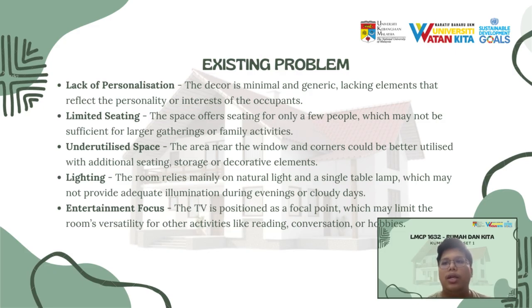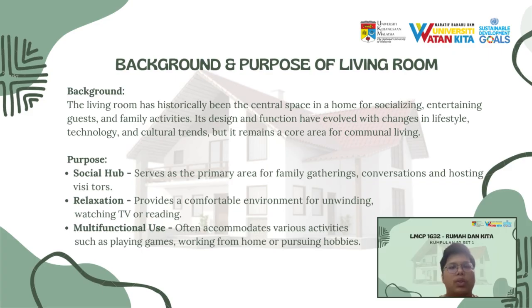Number 3, underutilized space. The area near the window and corners could be better utilized with additional seating, storage or decorative elements. Number 4, lighting. The room relies mainly on natural light and a single table lamp, which may not provide adequate illumination during evenings or cloudy days. And lastly, entertainment focus. The TV is positioned as a focal point, which may limit the room's versatility for other activities like reading, conversation or hobbies.